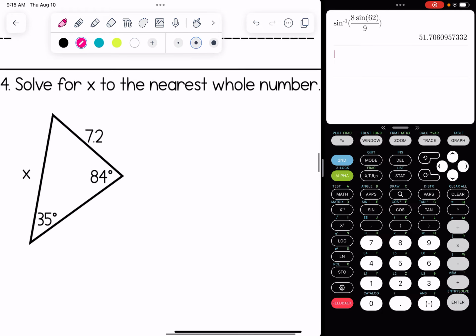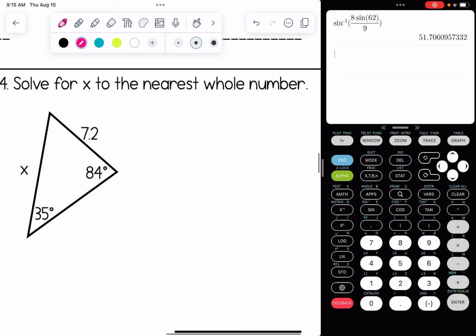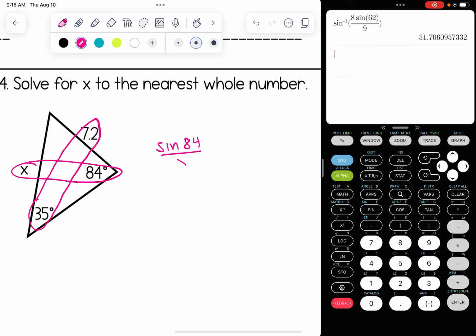Number 4. Similar to the last example where we don't have A, B, and C, but we can still figure out our measurements that we're going to plug into the formula because we're just looking for the opposite angles and sides. So x and 84 degrees are opposite one another. 35 degrees and 7.2 are opposite one another. So the sine of 84 over x, remember whatever comes after sine is the angle, the degree measurement, that's why the 84 goes there, is equal to the sine of 35 over 7.2.